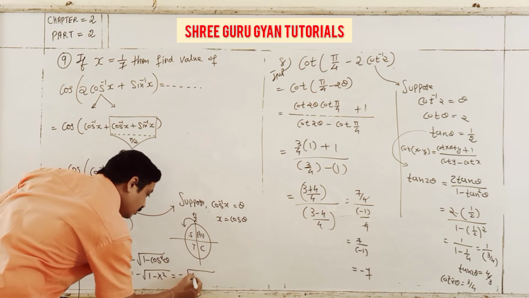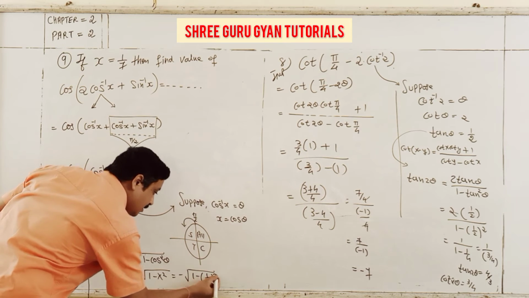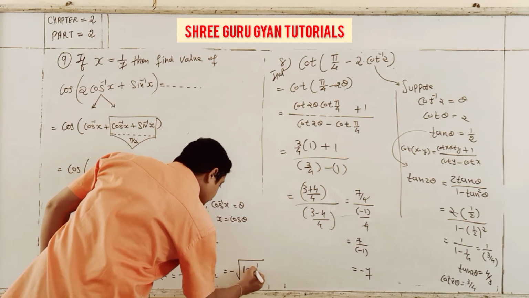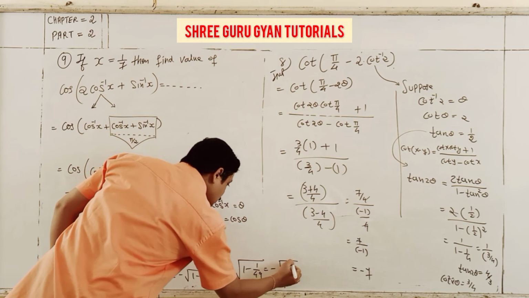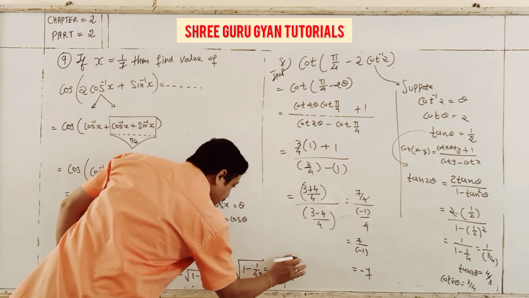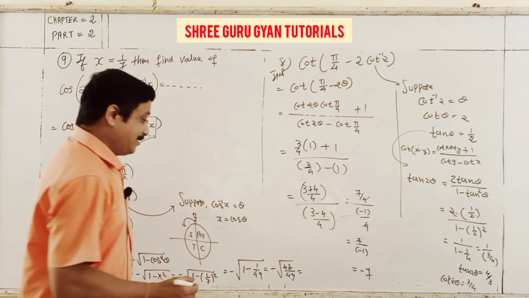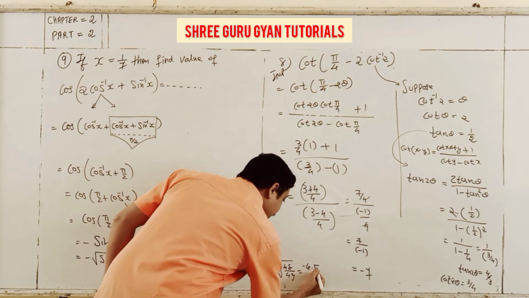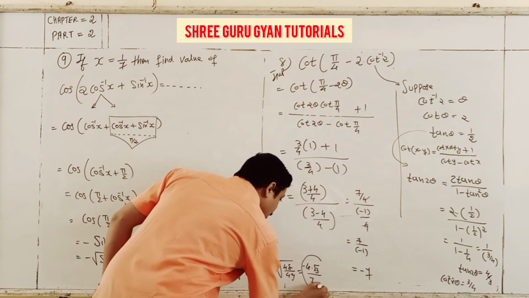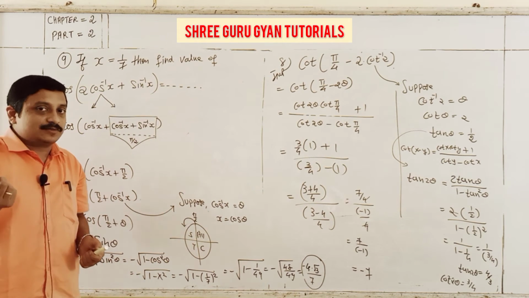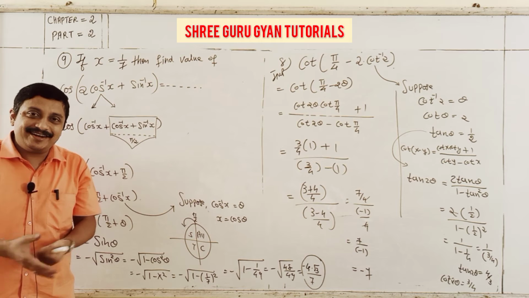So under root 1 minus 1 by 49, and simplify it. So 48 by 49. 48 splitting, I think you know 16 threes are 48, so 4 root 3 by 7. That's your answer. So 4 root 3 splitting and under root 49 is 7.